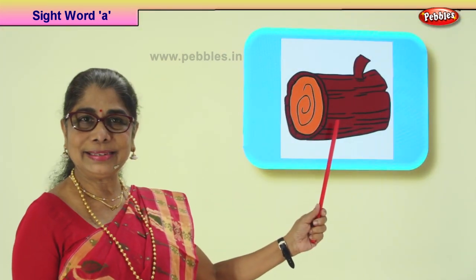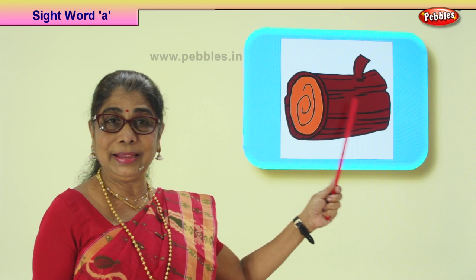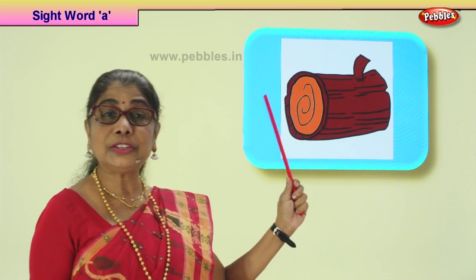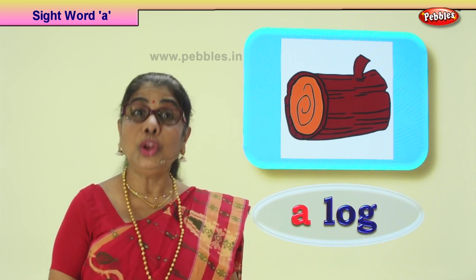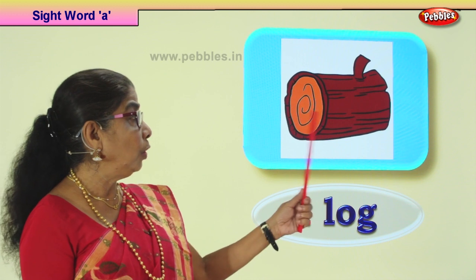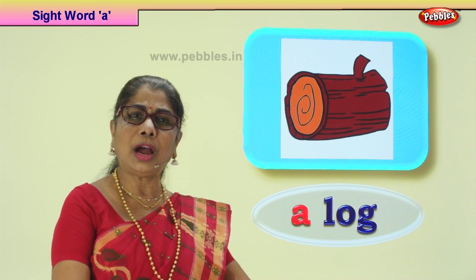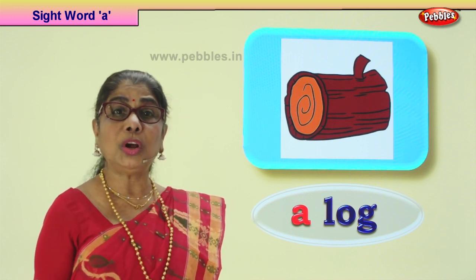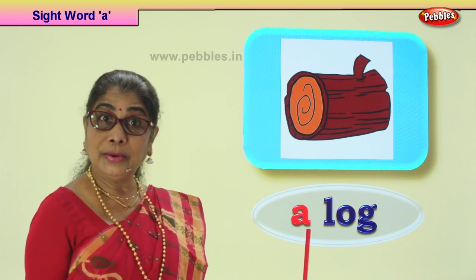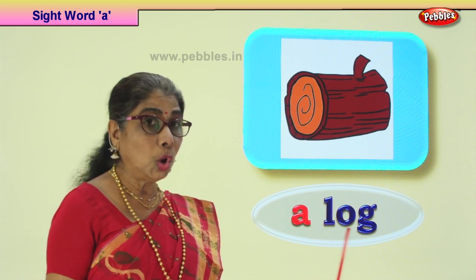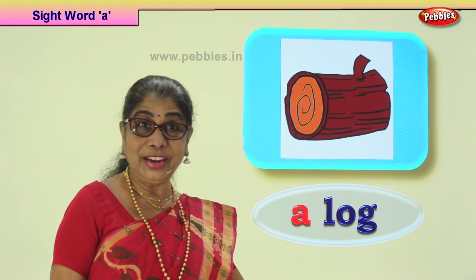What is this? This is a piece of a huge tree. Yes, a piece of a huge tree. And what do you call a piece? You call it a log. Very good. Log. When you cut the tree trunk and you saw out pieces, one piece is called a log. Good. Sight word, read, a log. Good. A log. Very good.